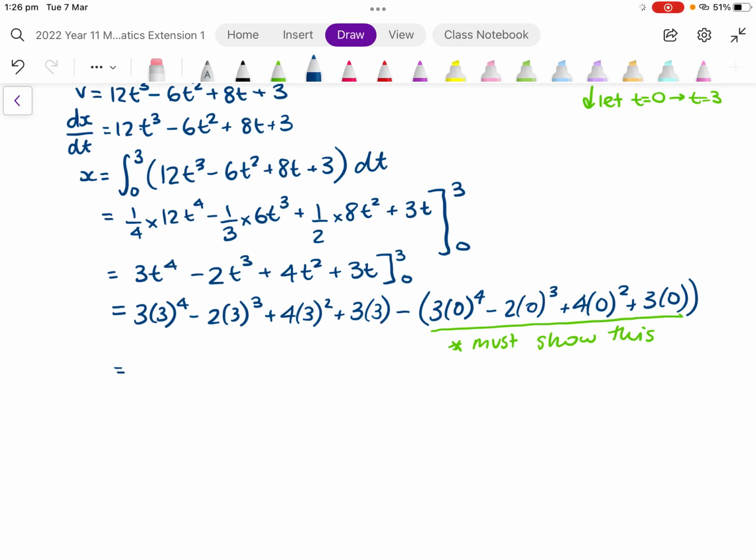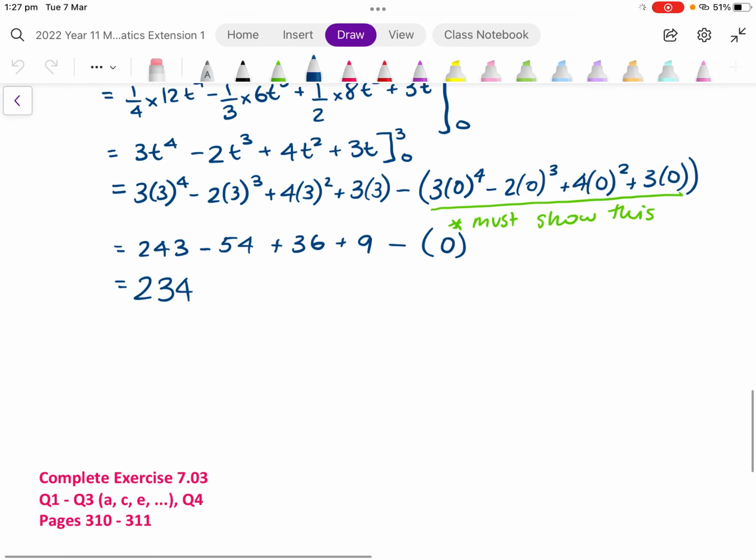So we will have 3 times 3 to the power of 4 is 243, minus 2 times 3 to the power of 3 is 54, plus 4 times 3 squared is 36, plus 3 times 3 is 9, minus now 3 times 0 to the power of 4 minus 2 times 0 to the power of 3 plus 4 times 0 squared plus 3 times 0 is 0. And again, you must show that it's 0. And so when we go 243 minus 54 plus 36 plus 9, what we get is 234 as our final answer.